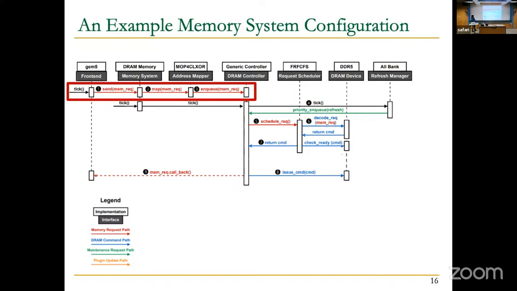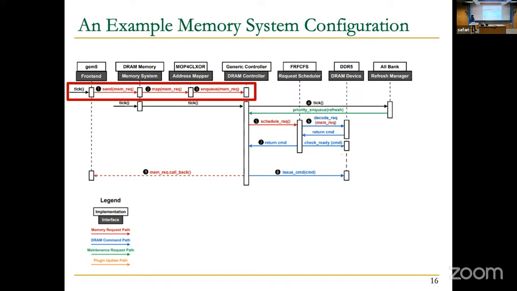As mentioned before, Ramulator 2.0 is still a cycle by cycle simulator. So we have to tick every component, and when the front end is ticked, it gets the memory request. It sends the memory request to the memory system interface, and the memory system implementation will perform an address mapping. Basically, it's translating the physical address from the OS to a DRAM address, for example, which channel, which rank, which bank, which row, which column, by calling the map function of the address mapper interface. Then it will enqueue this memory request after the address translation to the DRAM controller.